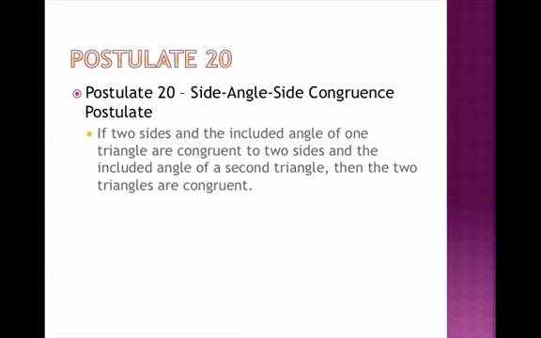Okay, we have another postulate. Postulate 20 is our side-angle-side congruence postulate. And again, remember, postulates are things that we can use in theorems to prove our theorems, but we don't actually prove the postulates ourselves. So this postulate says that if two sides and the included angle of one triangle are congruent to two sides and the included angle of a second triangle, then the two triangles are congruent. Okay, there's a lot of words in there. Let's figure out what they're talking about.